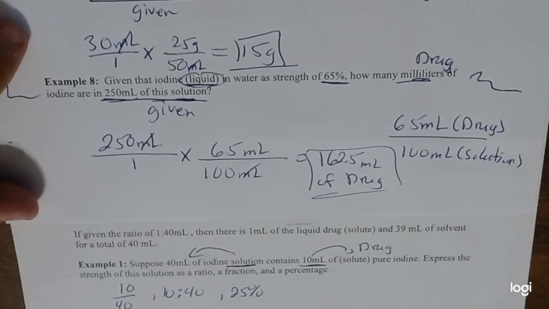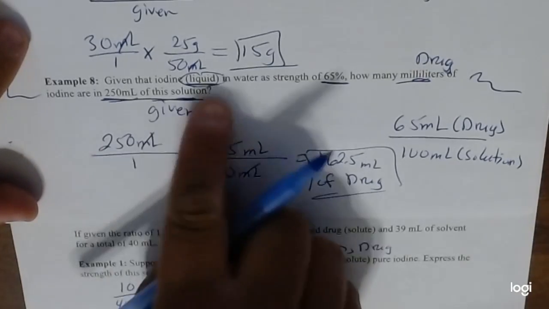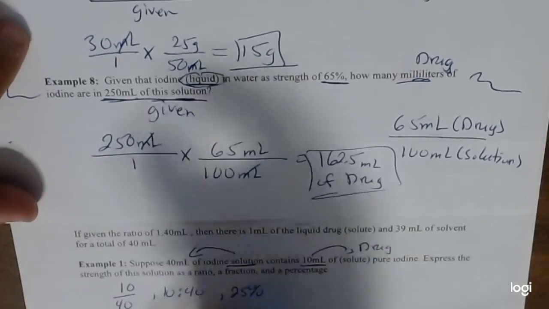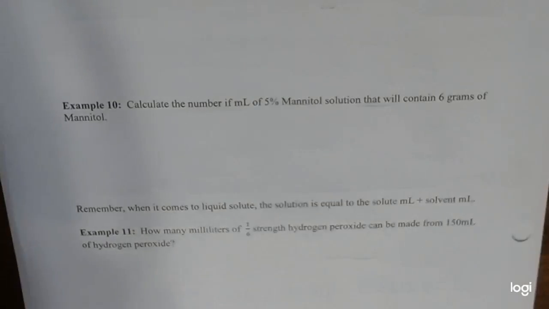So that's what we got to be very aware of when it comes to liquid upon liquid, when it comes to the strength of drugs, because you got to be very careful what's given to you in the question. Is it the solution given to you, or is it the drug, and what's being asked of you as well. Okay? So here's another example that's pretty tricky as well.